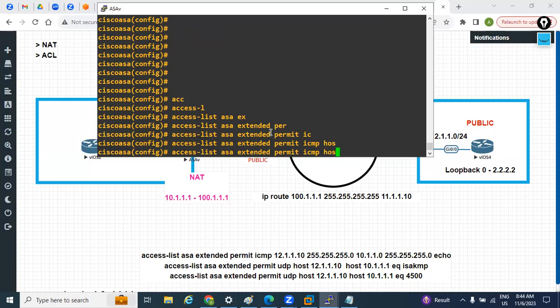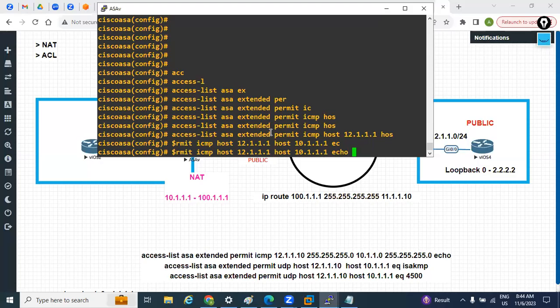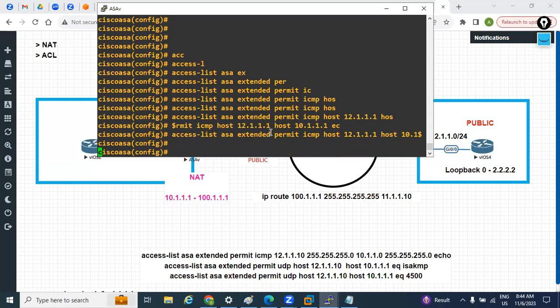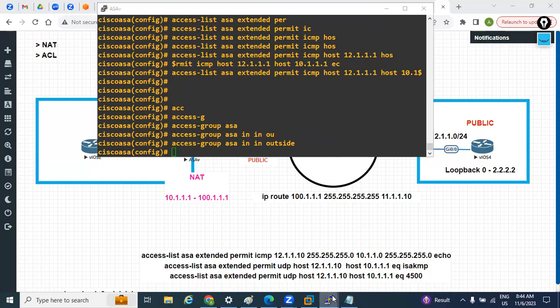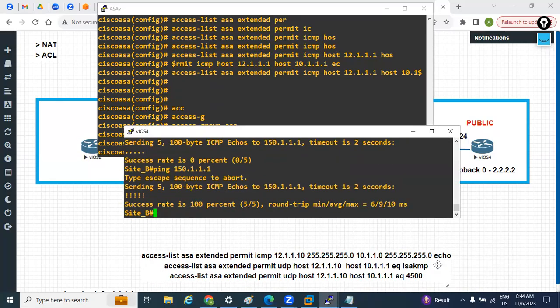Let's consider I'll use a host 12.1.1.1 and destination as 10.1.1.1. This is for a specific device. Otherwise, you can define a network also. And as echo request, because from outside it would be echo request here. Access group ASA in interface outside. And now if you try, as you can see, that's possible.